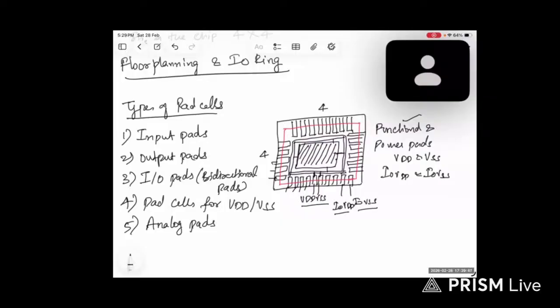So you are saying IO is also part of VDD-VSS, right? The VDD-VSS also contains the IO pads? Yeah, the pad for VDD-VSS includes IO-VDD and IO-VSS. So the third one is separate, right? The third one is a bidirectional pad.